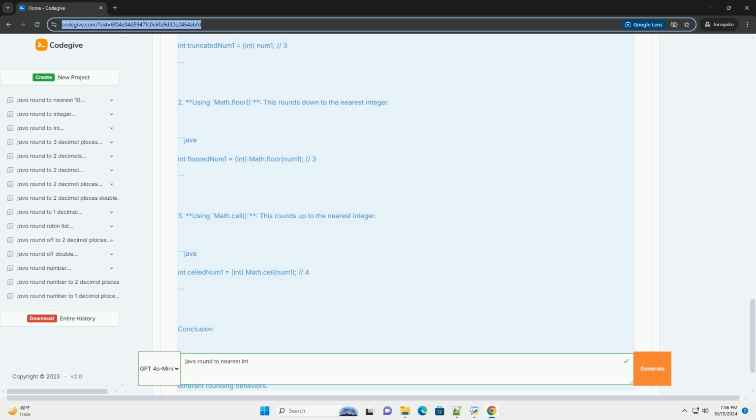Using Math.round. The Math.round method is probably the most straightforward way to round a number to the nearest integer. Here's how it works. For positive numbers, if the decimal part is 0.5 or greater, it rounds up. If it's less than 0.5, it rounds down. For negative numbers, the same rules apply, but they round towards 0.